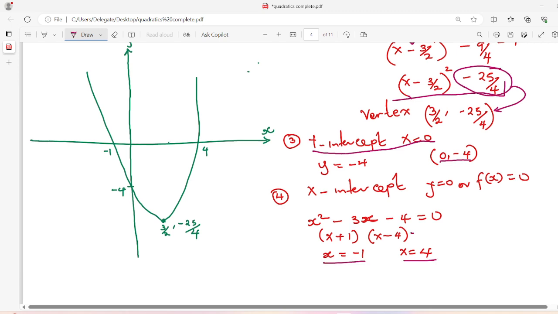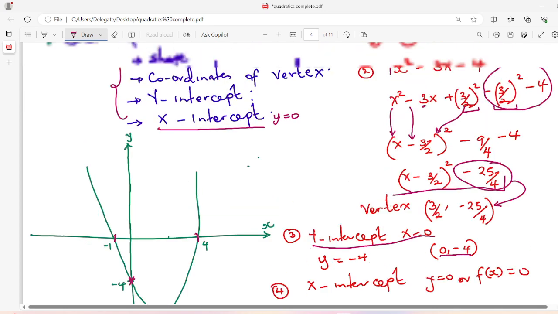So work backward to show the method that you used, and these x's that you're getting is when your graph crosses the x-axis. So we are getting 4 and we are getting negative 1. We know it is crossing the y-axis at (0, -4), and the turning point is at (1.5, -25/4). So just join them, and that's how we sketch the quadratic graph.